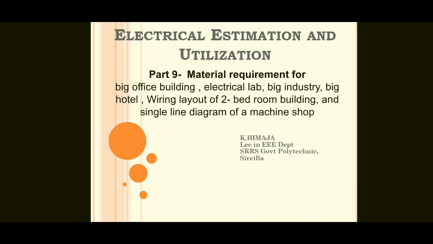Now this is part 9 of Electrical Estimation and Utilization for EEE 5th semester students. So the material requirement for a big office building, electrical lab, big industry, big hotel, wiring layout of a 2-bedroom building, and single line diagram of a machine shop.